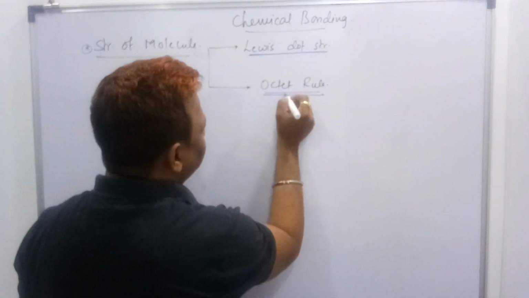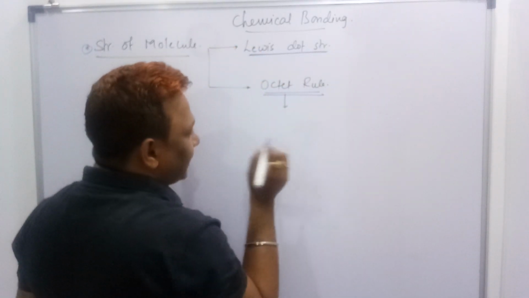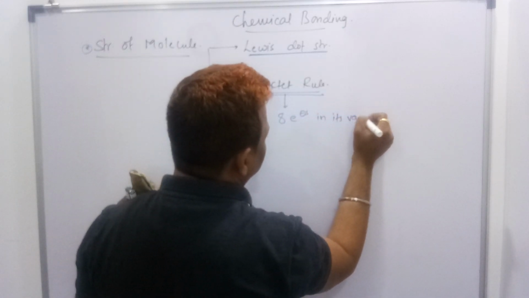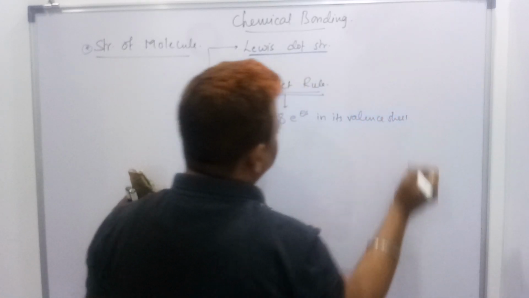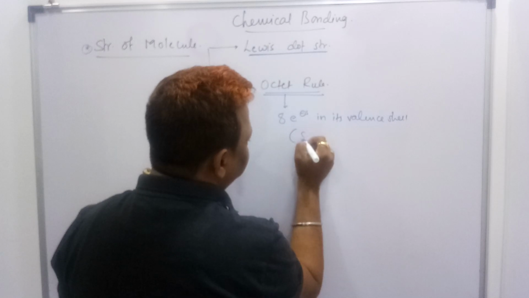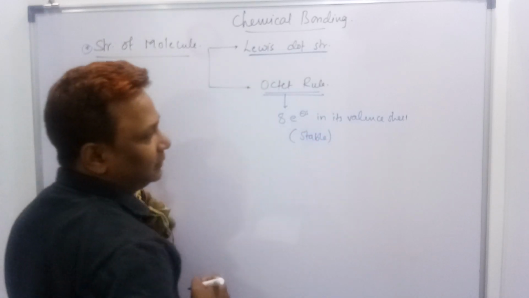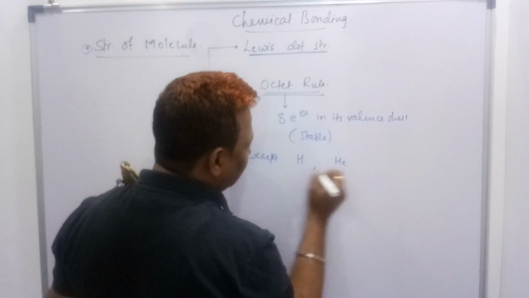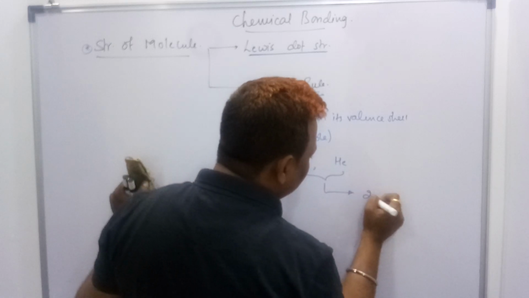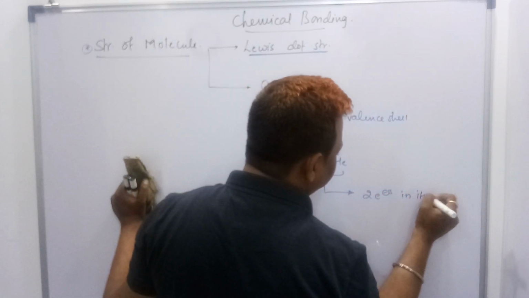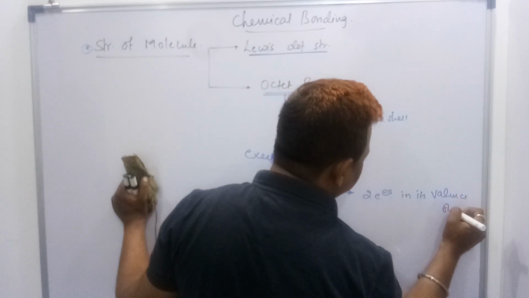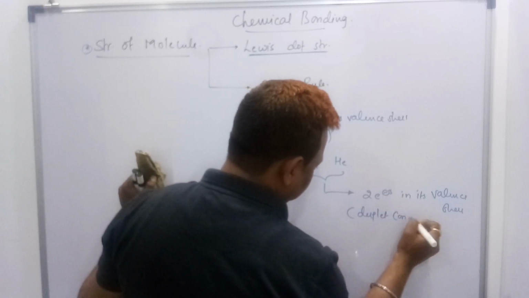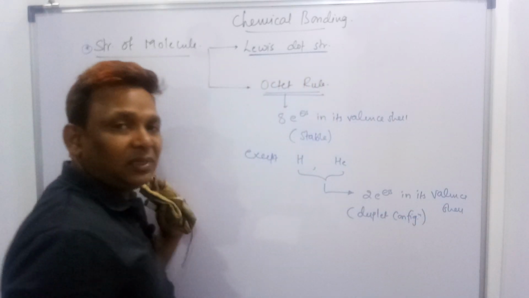Octet rule. According to this octet rule, what is that? The atoms should have 8 electrons in their valence shell. If the atoms have 8 electrons in their valence shell, that particular atom or ion becomes stable. Except for hydrogen and helium, which should have only 2 electrons in their valence shell. The atom or ion having 2 electrons in its valence shell is called a duplet configuration. That can be shown only by hydrogen and helium.